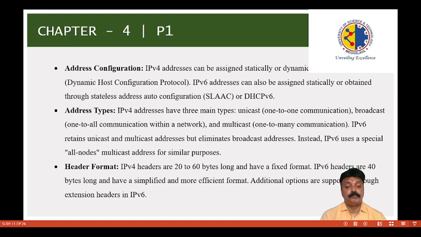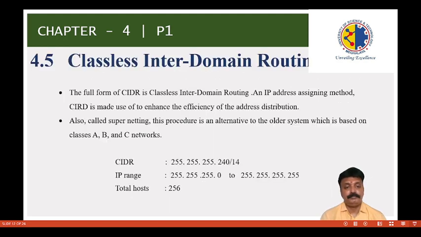Header format. IPv4 headers are 20 to 60 bytes long and have a fixed format. IPv6 headers are 40 bytes long and have a simplified and more efficient format. Additional options are supported through extension headers in IPv6.